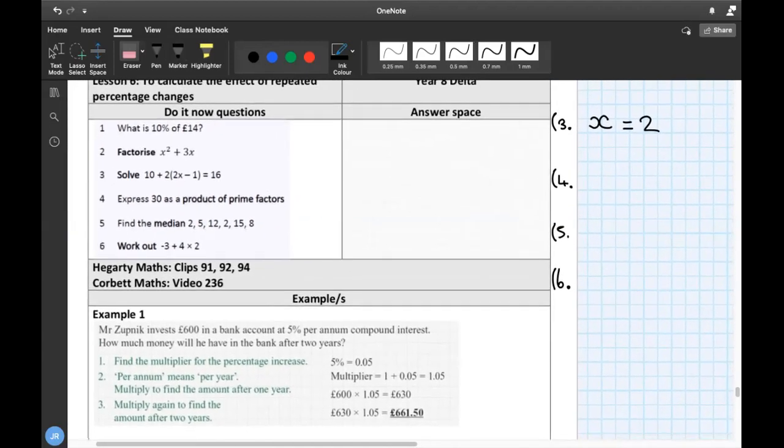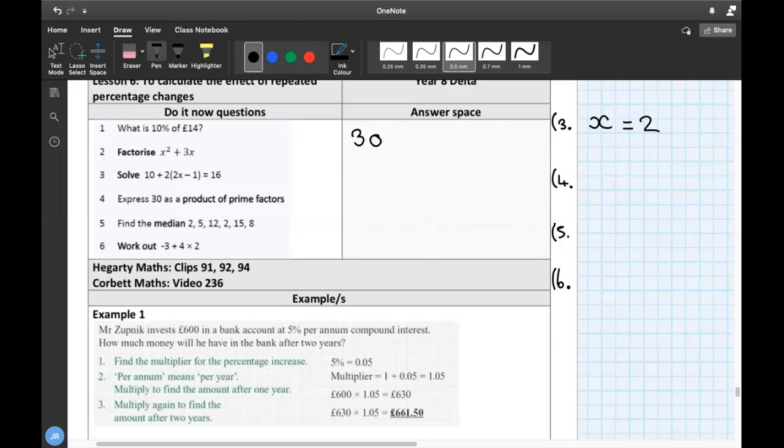Okay, number 4, we need to express 30 as a product of its prime factors. Lots of words there. Let's break it down bit by bit. First of all, let's start at the end. What is a factor? A factor is a number that goes into another number. Factors of 30 are times tables that 30 is in. So you've got the 3 times table, you've got the 10 times table, you've got the 5s and the 6s. They are all factors of 30.